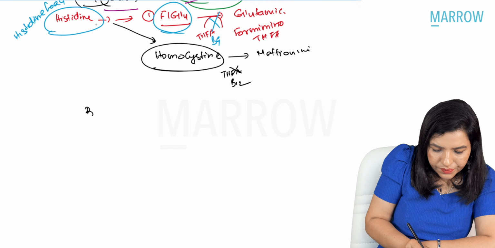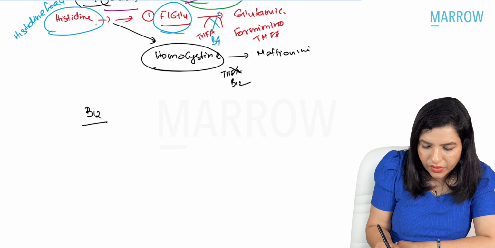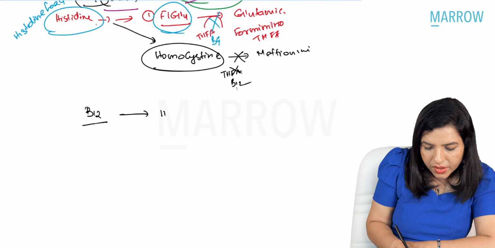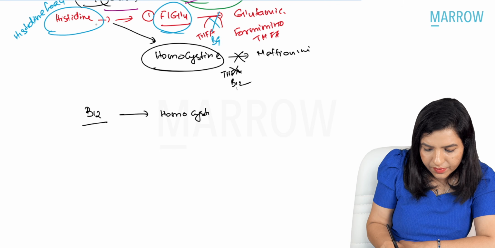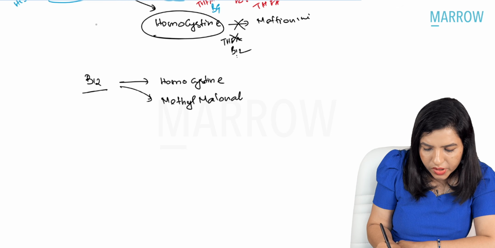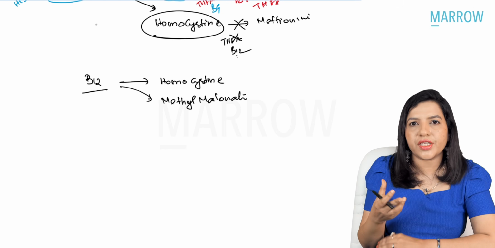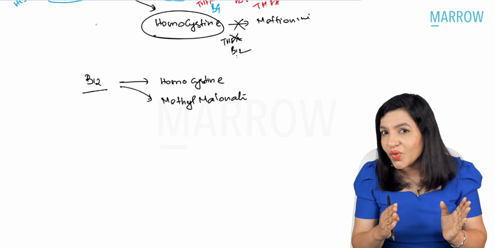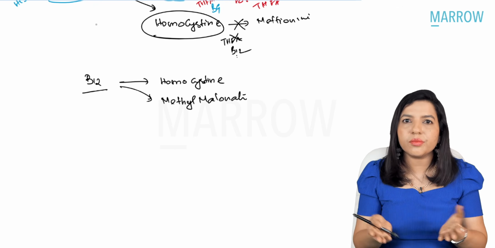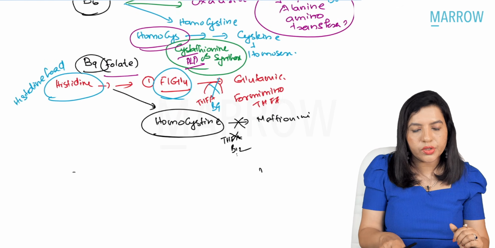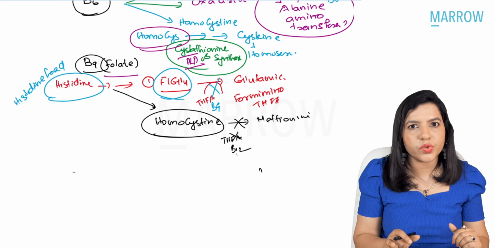Next is B12. If there is a defect in B12, I have told you B12 is also required for this reaction. So if this reaction is not taking place, one is homocysteine. Then another one is methylmalonate, because B12 is required for the reaction of methylmalonyl coenzyme A mutase, which converts methylmalonyl coenzyme A to succinyl coenzyme A. So if that is not taking place, methylmalonic acid is excreted. So that is about B12. These are the important urinary metabolites that you can learn in various vitamin deficiencies.